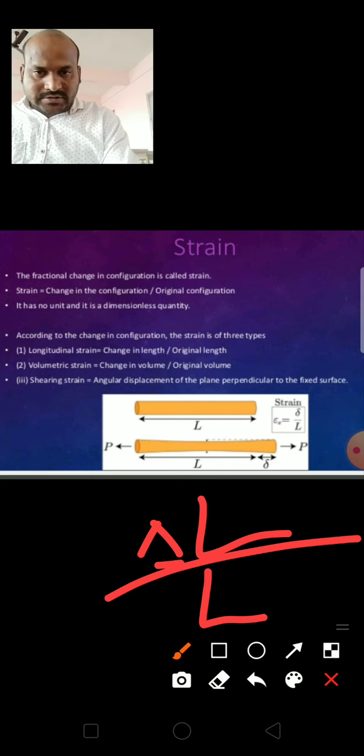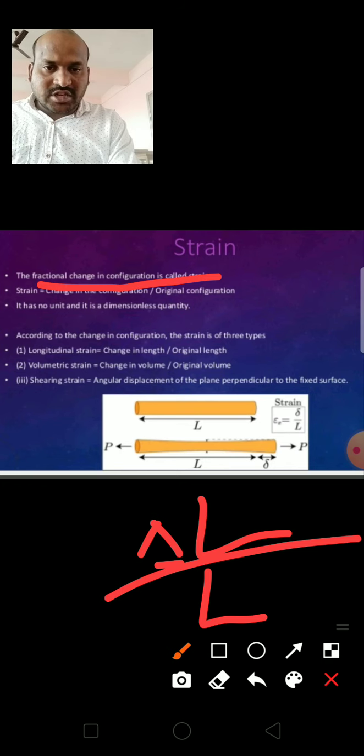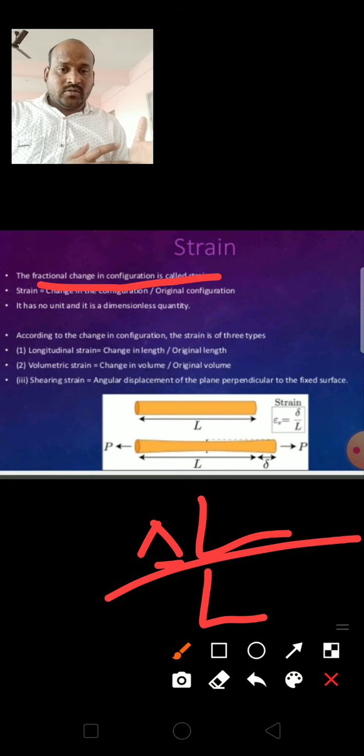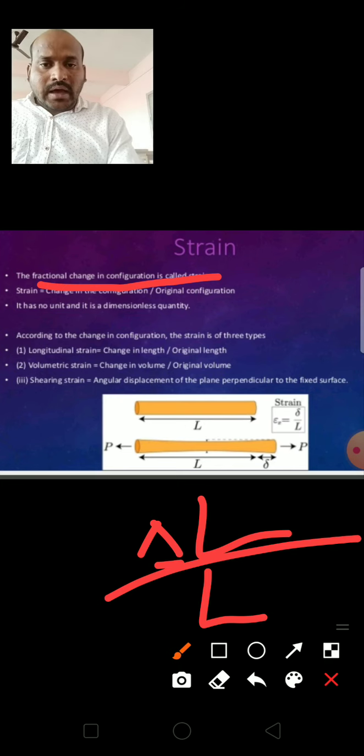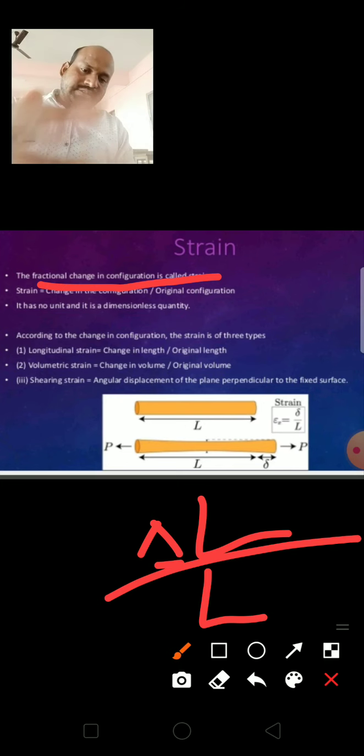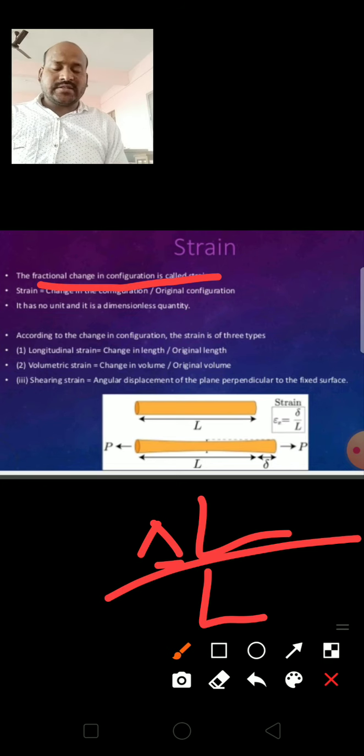We also see the diagram on this slide. The fractional change in the configuration is called strain. Configuration means dimension: the ratio of change of dimension to original dimension. And also see the strain formula for that. Above it is length, below also length, so the lengths cancel automatically; strain has no unit and no dimension.